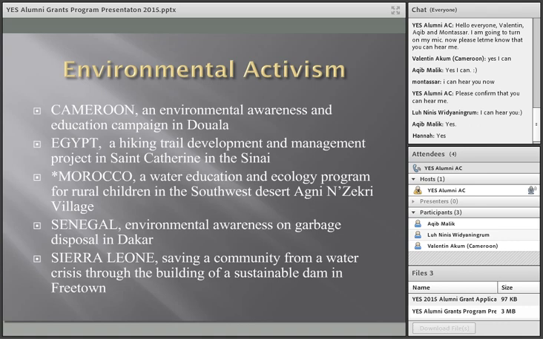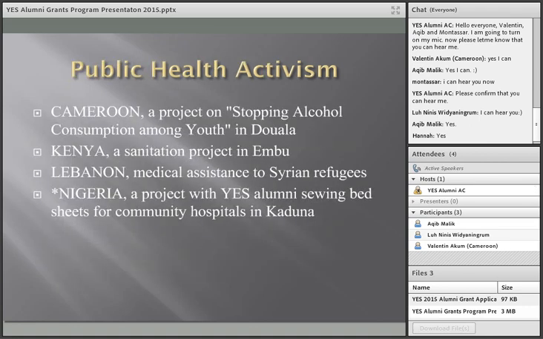In Morocco, there was an environmental project about teaching about water education and ecology. In Senegal, there's environmental awareness on just garbage disposal. And in Sierra Leone, there is actually a dam being built near Freetown. Public health. Okay, we have somebody working on stopping alcohol consumption, so it's another awareness project.